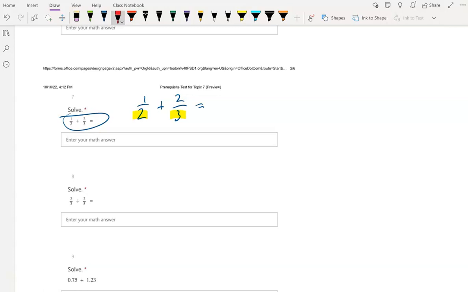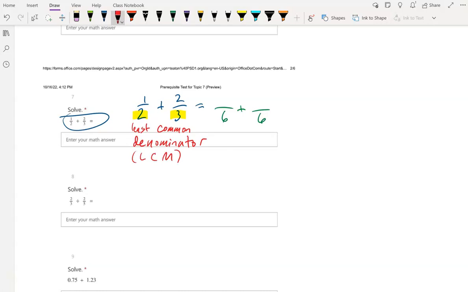Okay, so the LCD, the least common denominator, between 2 and 3, well, we have to look for the least common multiple, the LCM, least common multiple. What's the smallest number that these will both multiply into? And in this case, it happens to be 6. Okay? 6 is a number that 2 and 3 will both go into. But you have to do some changing around.